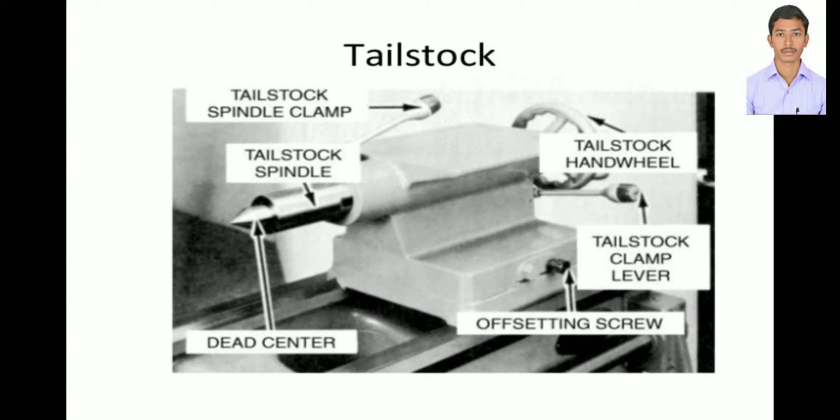You can see this is the diagram of the tailstock. That is the dead center, the end of the tailstock spindle. That is the tailstock spindle, the tailstock spindle clamp and the tailstock hand wheel. You use the tailstock hand wheel to move the tailstock spindle left and right. Then the tailstock clamp lever and offsetting screw. These are the parts inserted in the tailstock.